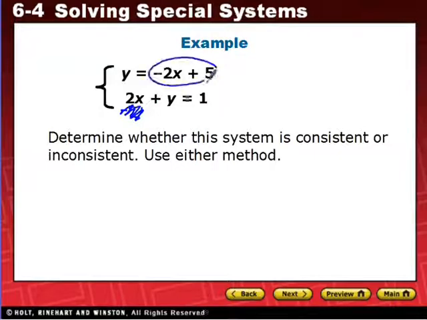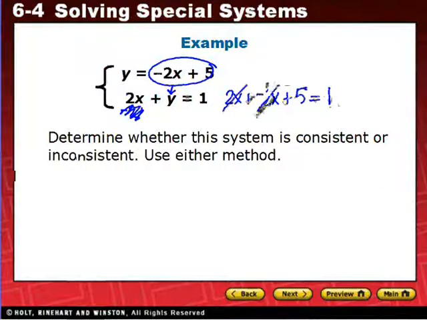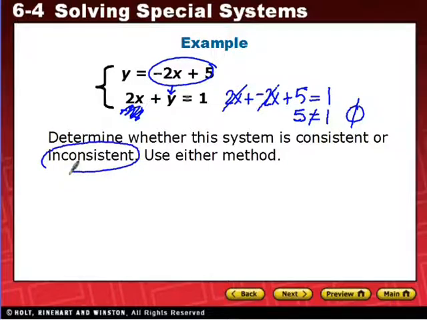Let's just substitute negative 2x plus 5 in for y, and we get 2x plus negative 2x plus 5 equals 1. And those cancel out. 5 equals 1. Not today. So no solution. So this system is inconsistent.